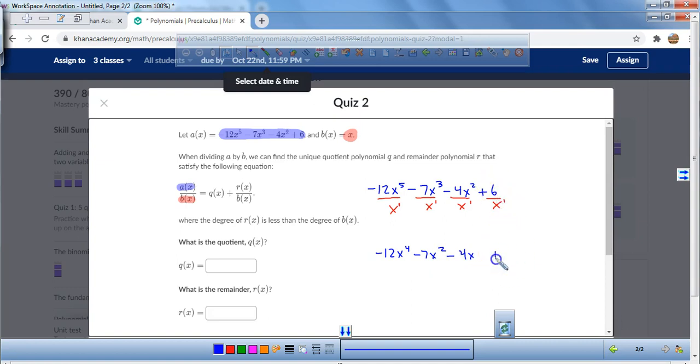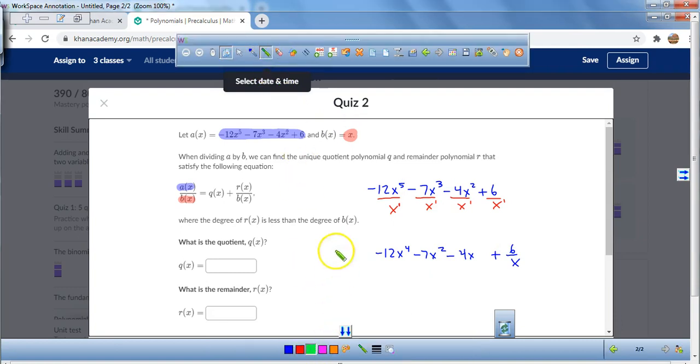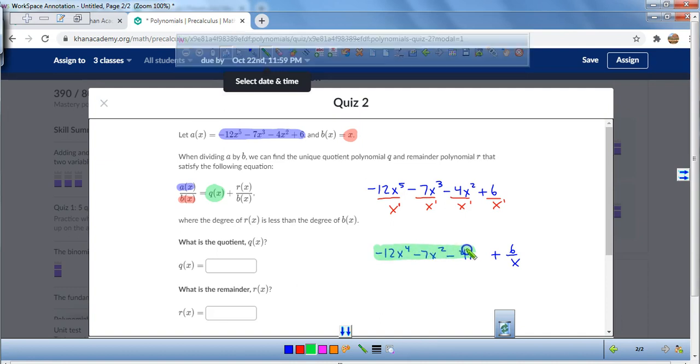So actually our final answer, we could put plus 6 over x, but it's not asking for plus 6 over x. Here's what it's asking for. It's asking for what's called the quotient, which is q of x. So this part right here, this is the quotient. That's the quotient, which I'm going to put right in there. Now this is the remainder, but it's just asking for r of x, which is just the top number. So my remainder is just going to be a remainder of 6. If it said type in r of x over b of x, then I'd put 6 over x. But I'm just going to put just the 6 right in here.